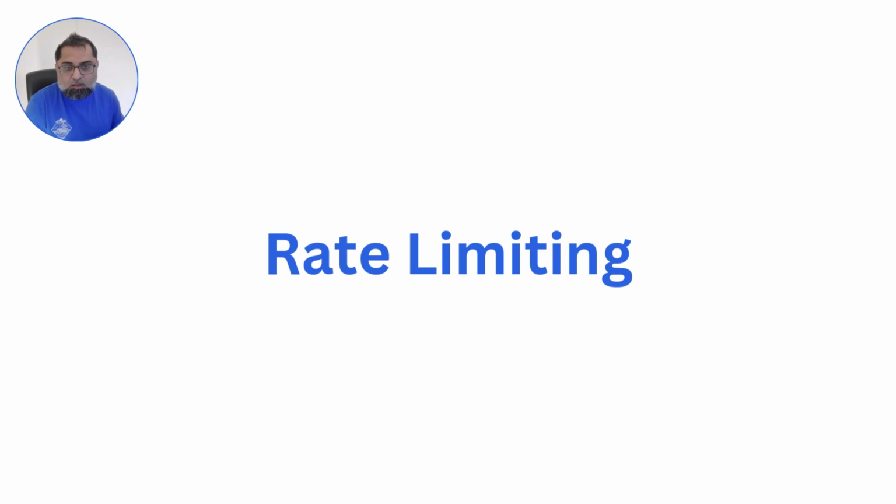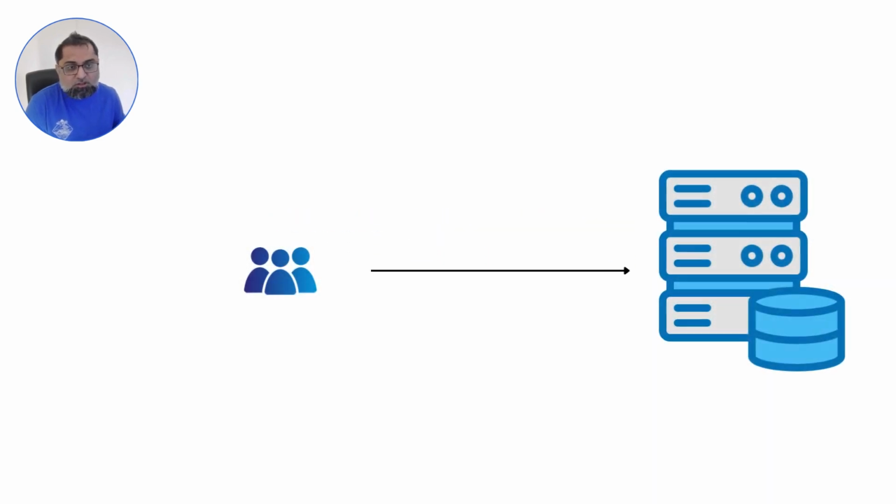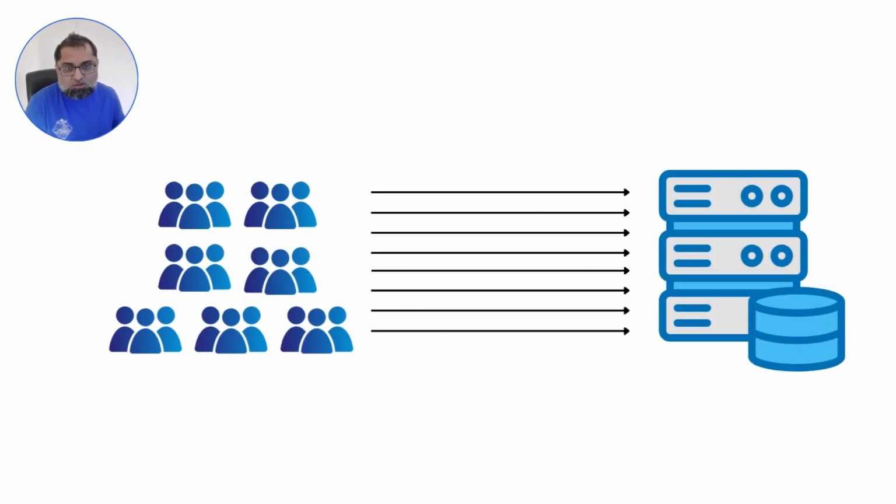Let's break it down. Imagine you run a web service and suddenly thousands of requests start coming in at once. Maybe it's a spike in legitimate users, or maybe it's an attacker trying to flood your server. Either way, without rate limiting, your system could slow down, crash, or become completely unusable. Rate limiting is the technique that helps control this flood of requests, making sure resources are shared fairly, preventing abuse, and keeping things running smoothly.